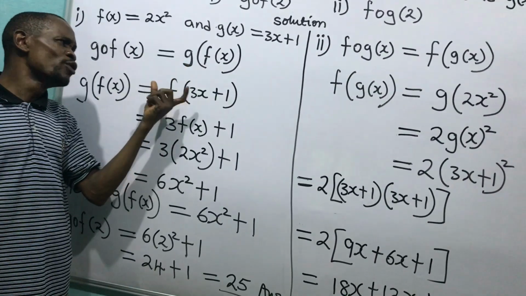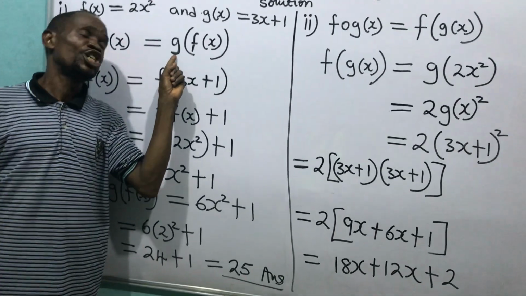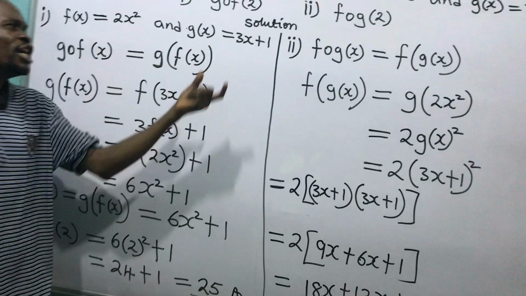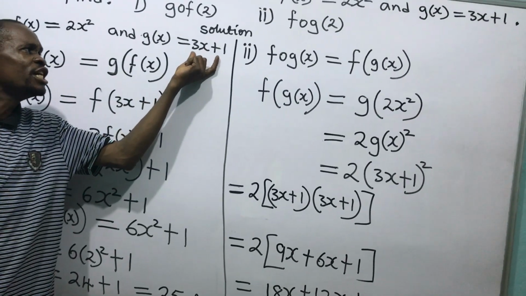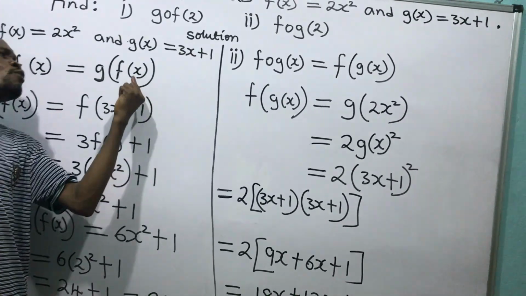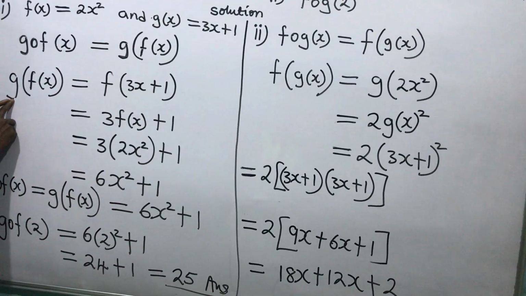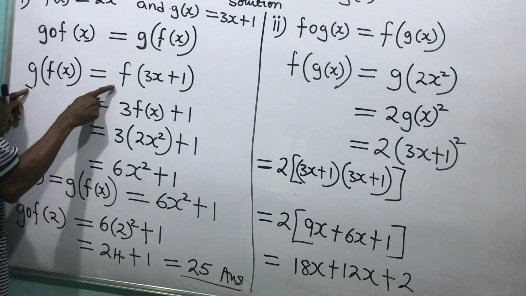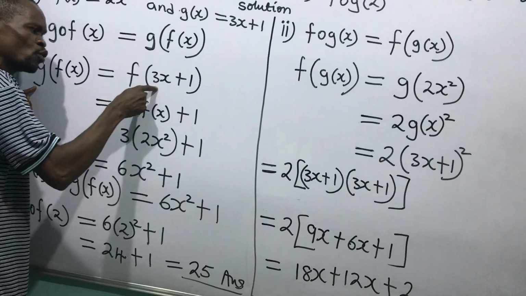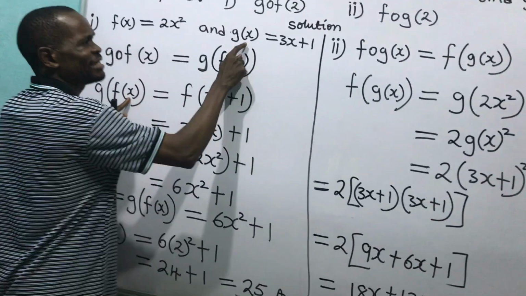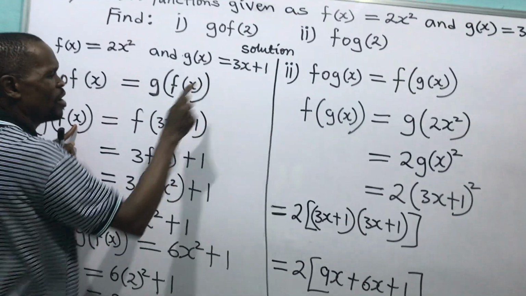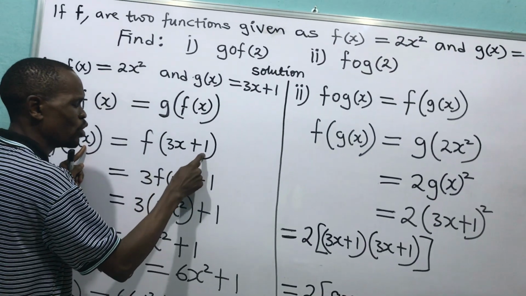For me to execute this, I will first execute g. And executing g is substituting the value of g in f of x. Then what did I do? I just say g into f of x is equal to f into this x now that has been taken. Look at the x, look at the value. I'm going to put in 3x plus 1.